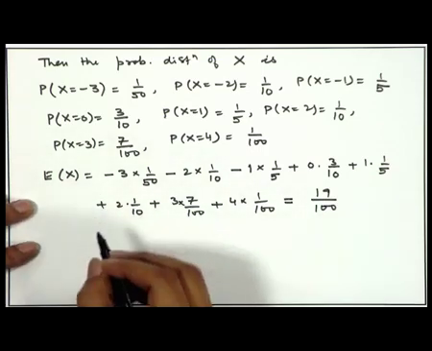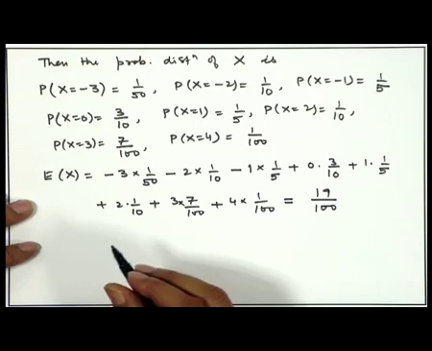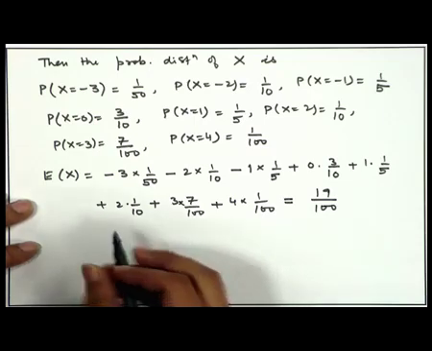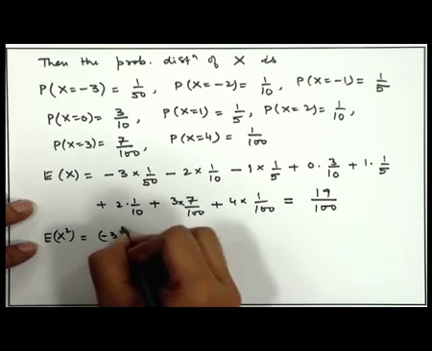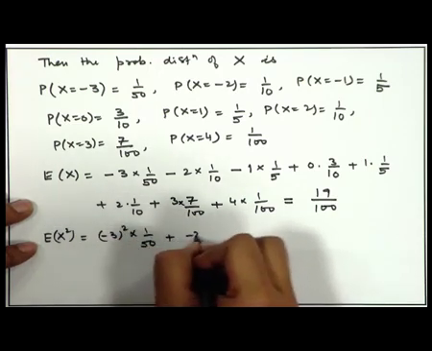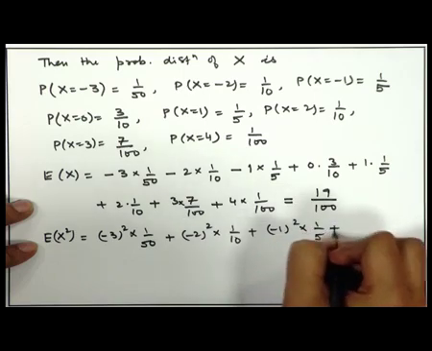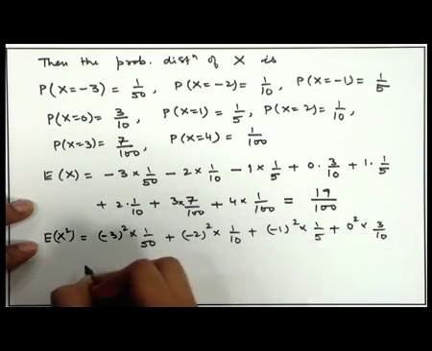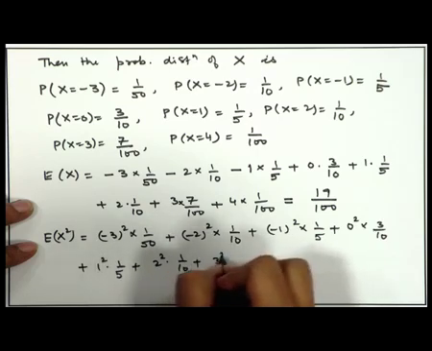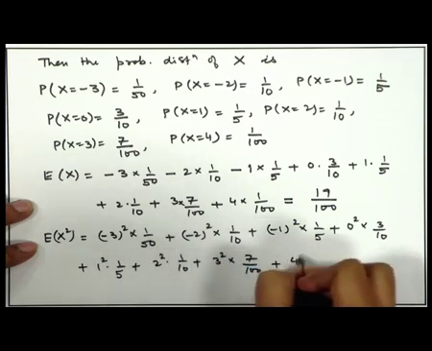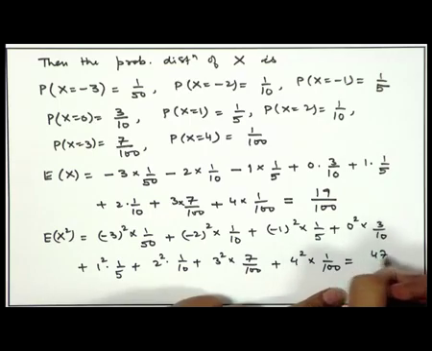In order to calculate the variance, we can apply the simplified formula: variance of x is equal to expectation of x square minus expectation of x whole square. So, if we apply that, we get expectation of x square is equal to (-3) square into 1 by 50 plus (-2) square into 1 by 10 plus (-1) square into 1 by 5 plus 0 square into 3 by 10 plus 1 square into 1 by 5 plus 2 square into 1 by 10 plus 3 square into 7 by 100 plus 4 square into 1 by 100. So, if we evaluate it, this turns out to be 47 by 20.